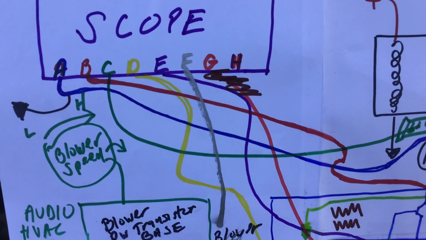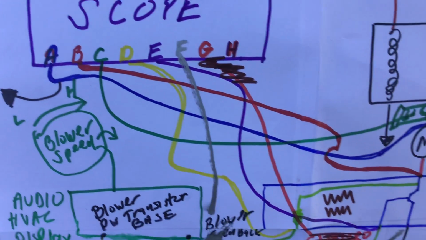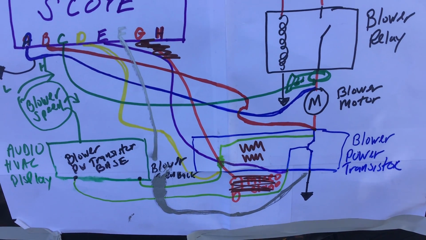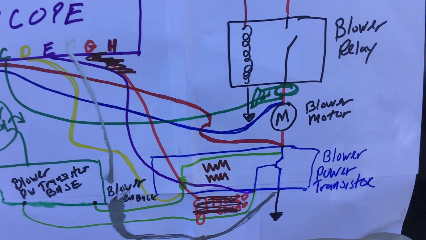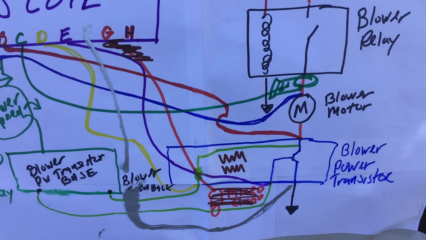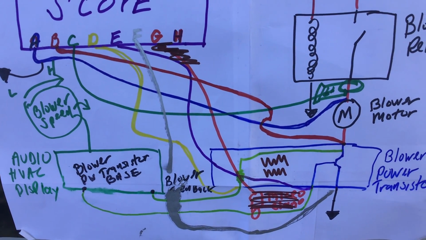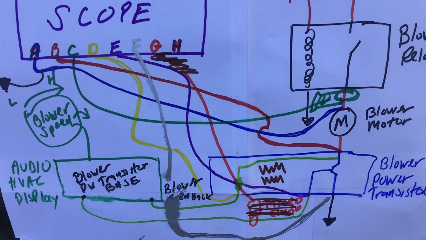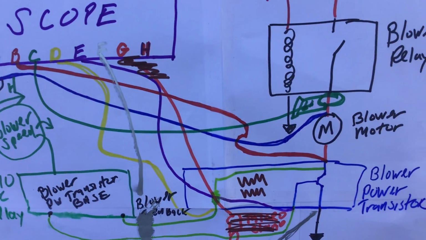We're on 6 scope channels. Disregard channel G, that has been omitted. Channel A is the feed right at the blower motor. Channel B is the ground side of the actual blower motor, which will change with input to the audio HVAC display, because that's a controlled voltage drop. Channel C is an amp clamp at the blower motor.